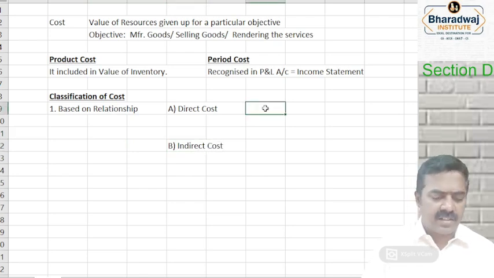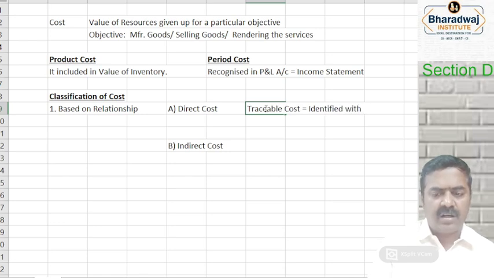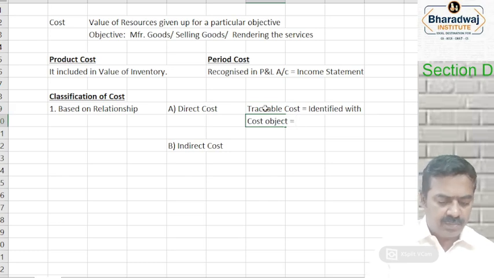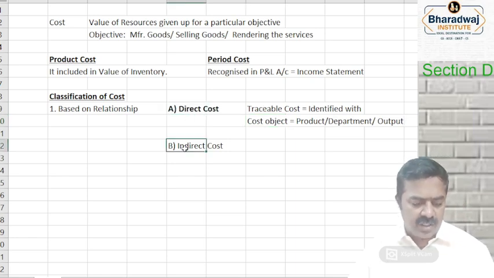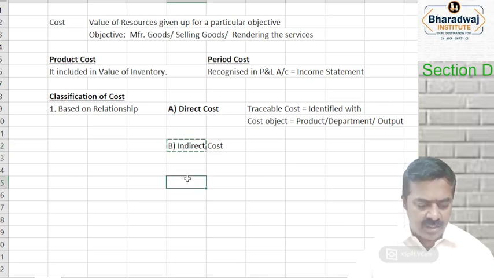What is a direct cost? It is called a traceable cost, or the cost identified with a cost object. Cost object may be a product or department, or output. Sir, I can identify the cost with an output or a batch or a product or a particular item. That is called which one?